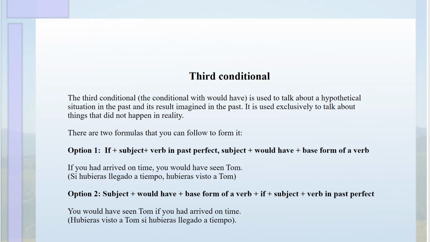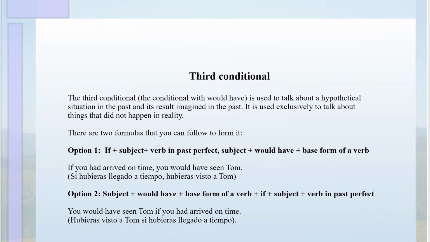Third conditional. The third conditional is the conditional with would have. It is used to talk about a hypothetical situation in the past and its result imagined in the past. It is used exclusively to talk about things that did not happen in reality. There are two formulas that you can follow to form it.